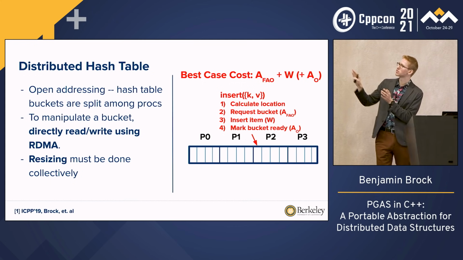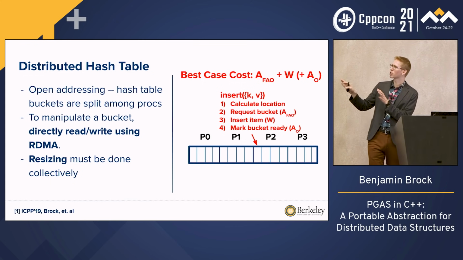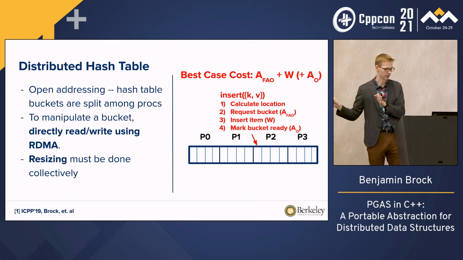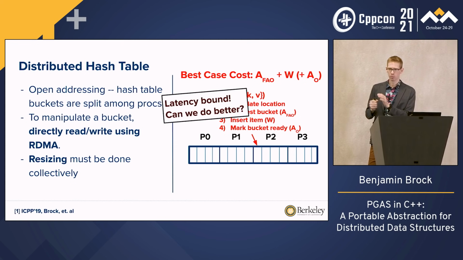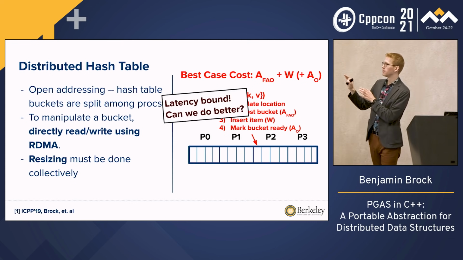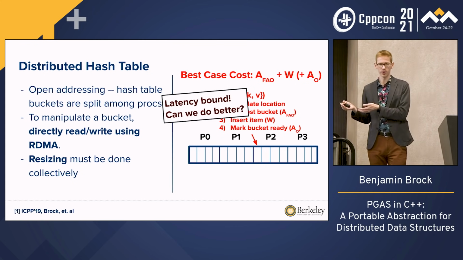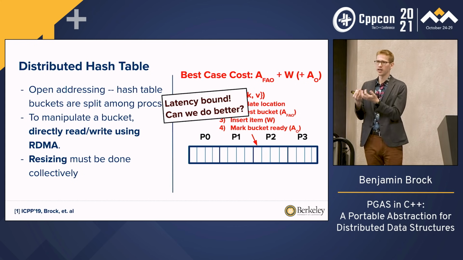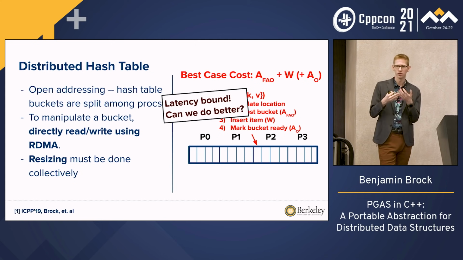In some cases, and I won't get into this in this talk, you can elide that final atomic. But even if you elide that final atomic, this is still a latency-bound operation, right? So it is taking advantage of basically the fastest you can do this fine-grained operation over the network.